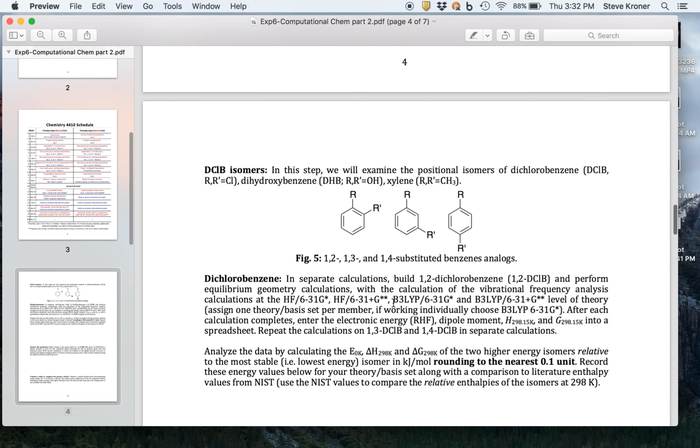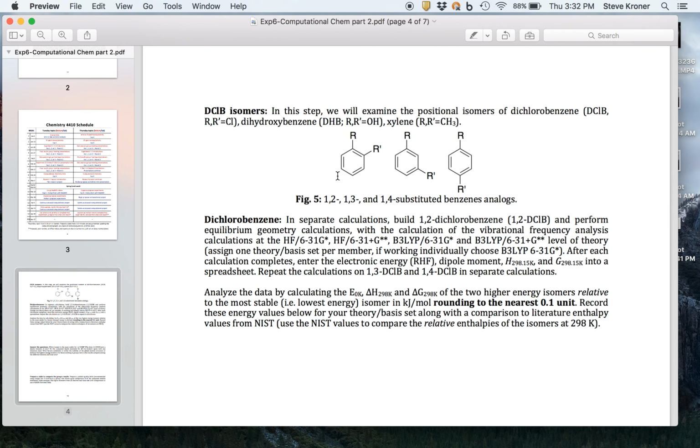Okay, so the thing that we're actually going to be doing within this particular experiment, experiment 6, the one we're spending 3 days on, is comparing what makes a benzene derivative more or less stable. So we're going to look at dichlorobenzene isomers, putting 2 chlorines in the 1,2, 1,3 versus 1,4 position. How do those stabilities compare? We're going to look also at comparing xylenes, putting methyl groups in those positions again and comparing their relative energies. And then lastly, dihydroxybenzenes.